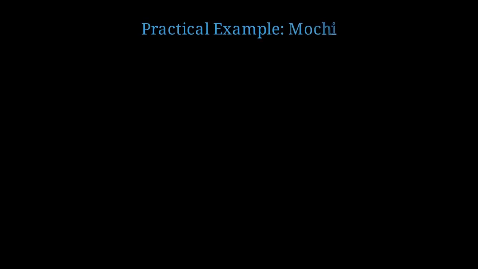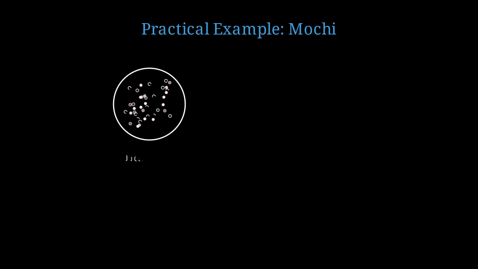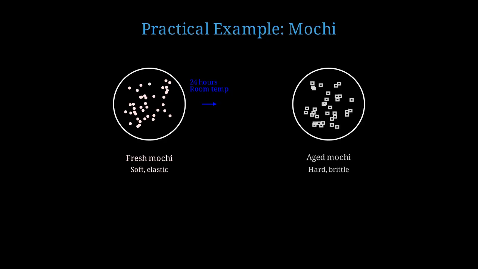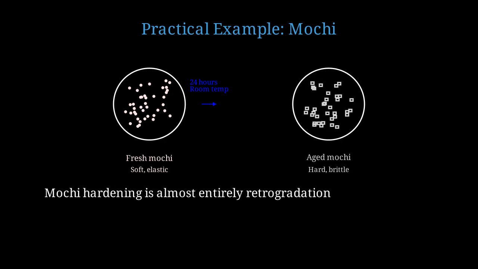Let's look at mochi, a Japanese rice cake, as another fascinating example. Mochi is made from pounded glutinous rice with very high amylopectin content. Fresh mochi is incredibly soft and stretchy, but after just 24 hours at room temperature, retrogradation makes it hard and brittle. This dramatic change demonstrates how powerful retrogradation can be. Mochi hardening is almost entirely due to retrogradation with minimal water loss because of its high moisture content.